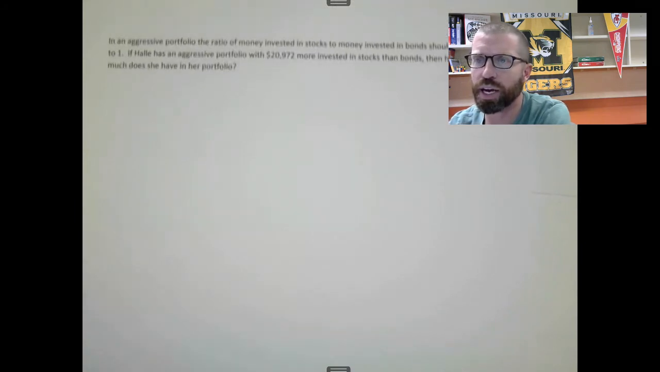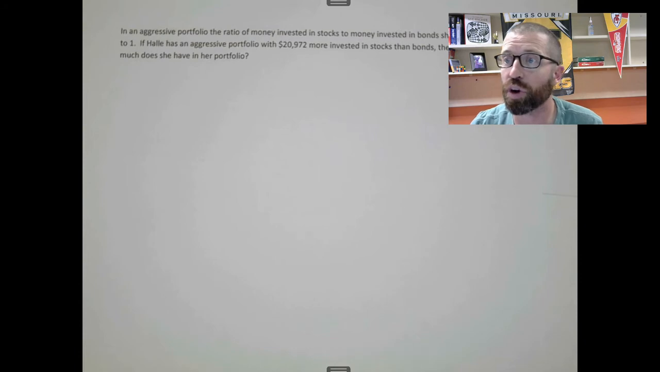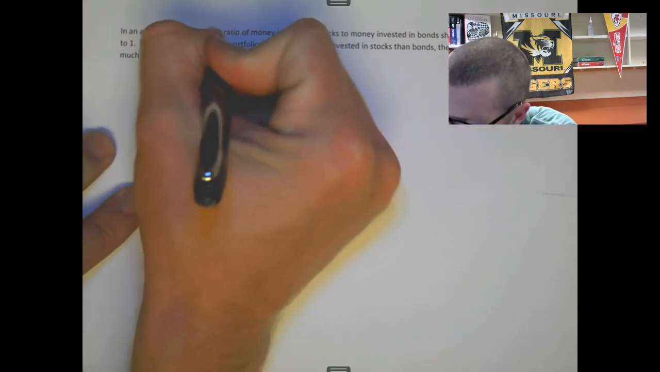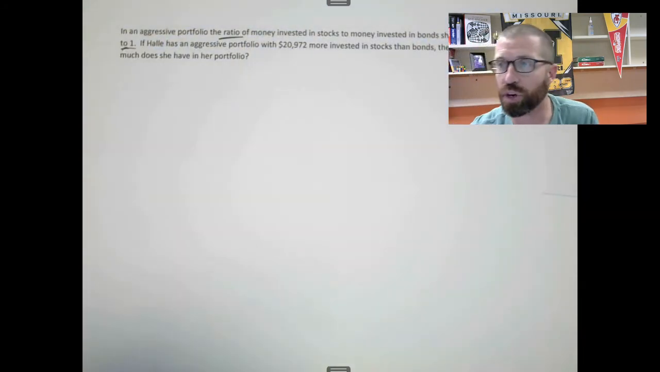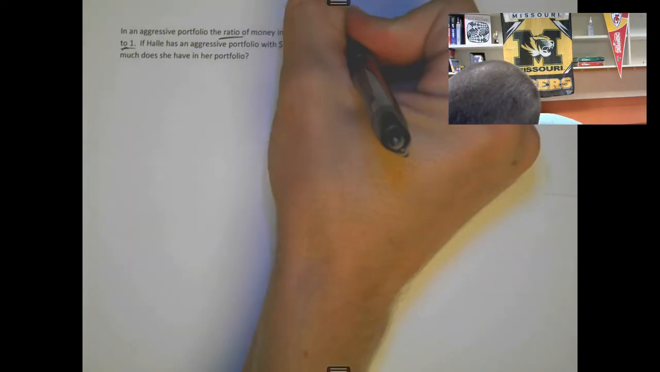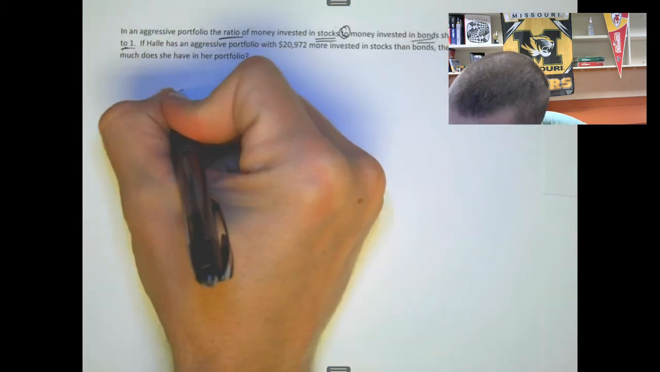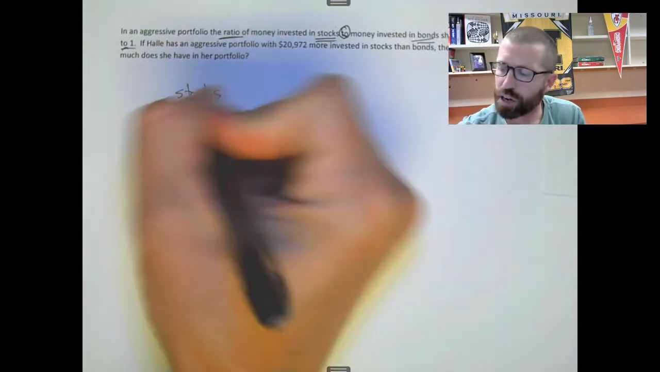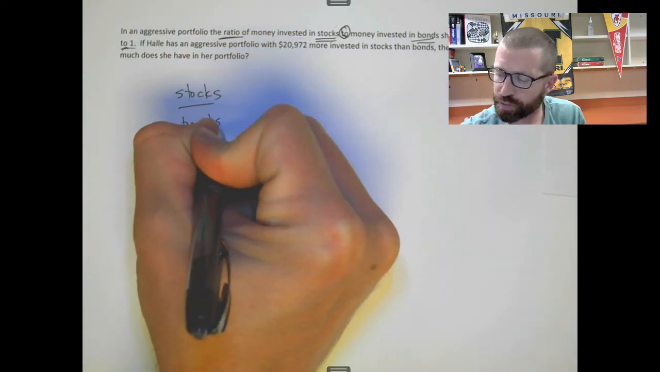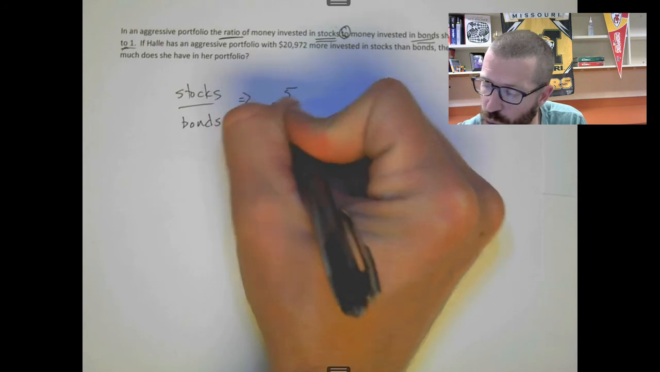Okay, let's look at the last one for this video. For an aggressive portfolio, the ratio of money invested in stocks to money invested in bonds should be 5 to 1. So we have a ratio, 5 to 1. So we have to figure out what the ratio is, top and bottom of the ratio. So it's money invested in stocks, and look at this word here too, so it's stocks to bonds. So that's what we're comparing, stocks to bonds. Okay, and then I'm told it's 5 to 1. So 5 is on top, 1's on bottom.